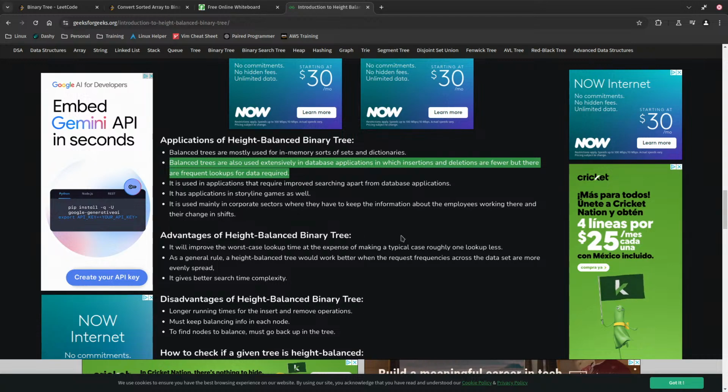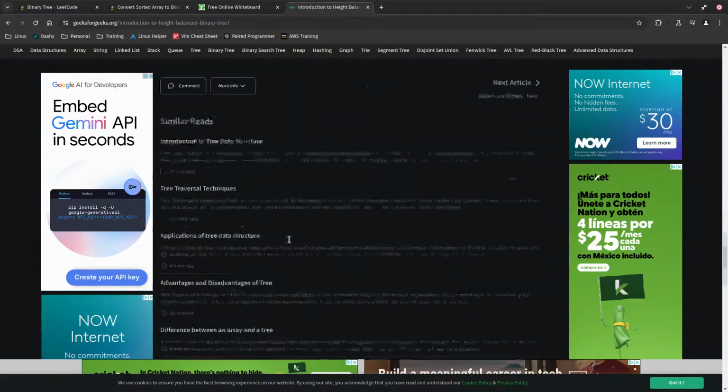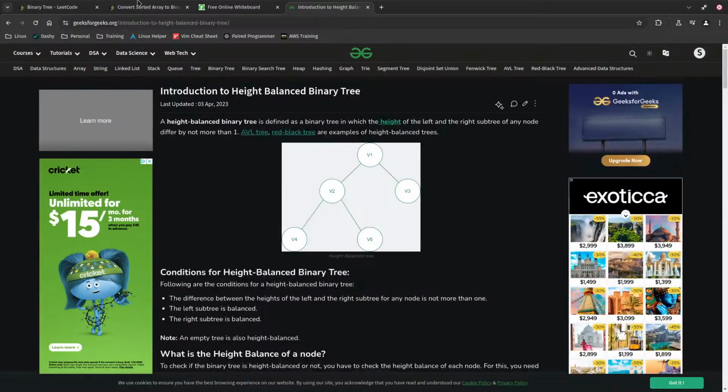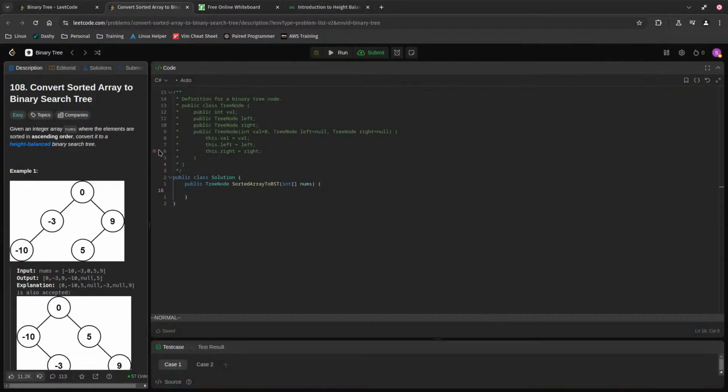So it makes sense what we're doing. I think I understand it. I understand. Good. So we're doing a sorted array into that.